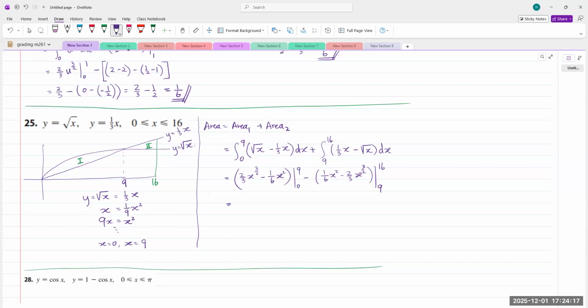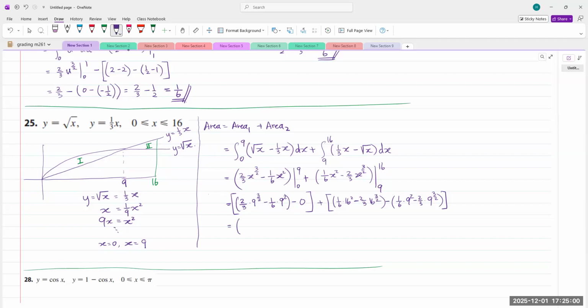Okay, when I plug in 9 in the first group, oh, should be plus here, sorry, minus 0, that's for the first group, right? And then the second group, that's 1/16 squared minus 2/3 16 to the power of 3/2 minus, ooh, that's a long one, 1/6 times 9 squared minus 2/3 9 to the power of 3/2.